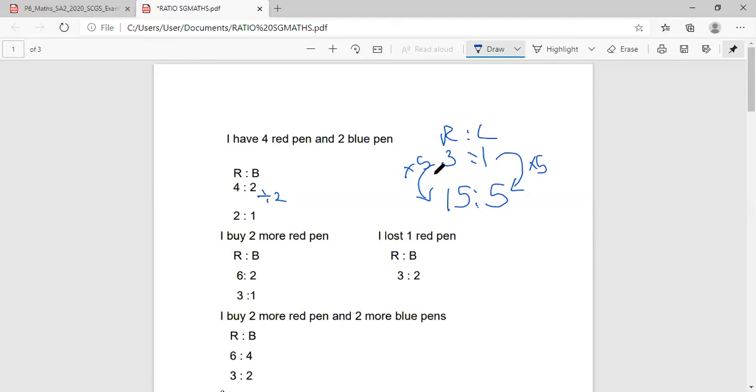But you cannot plus or minus. The ratio will not be the same after you plus or minus. For example, let's say I buy 2 more red pens. So 4 plus 2, I get 6. The blue is still the same, 2. So my ratio has already changed. It becomes 6 to 2, red to blue. And when I simplify it, it becomes 3 to 1. It's different from our 2 to 1 just now. Likewise, if I minus 1 red pen, 4 becomes 3. So my ratio has already changed to 3 to 2.